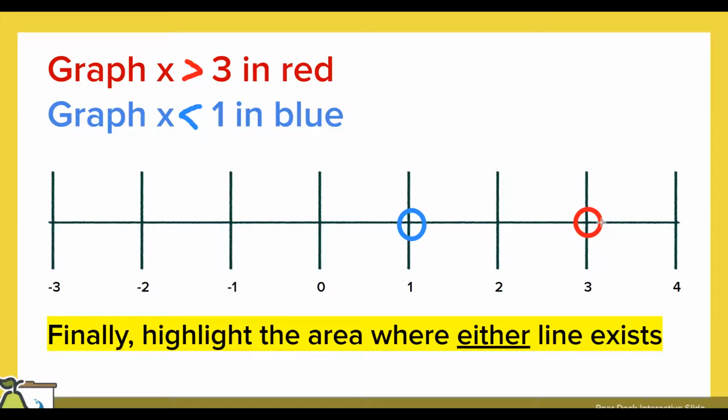Well, our arrows are still going to face the same way. We didn't change those directions. We didn't change the direction of our inequality symbols. But now when we highlight, we have to remember that the line actually doesn't exist at 1 or 3. 1 and 3 are not solutions because 1 is not less than 1 and 3 is not bigger than 3. So when you highlight, it's going to include everything except for 1, 2, and 3.